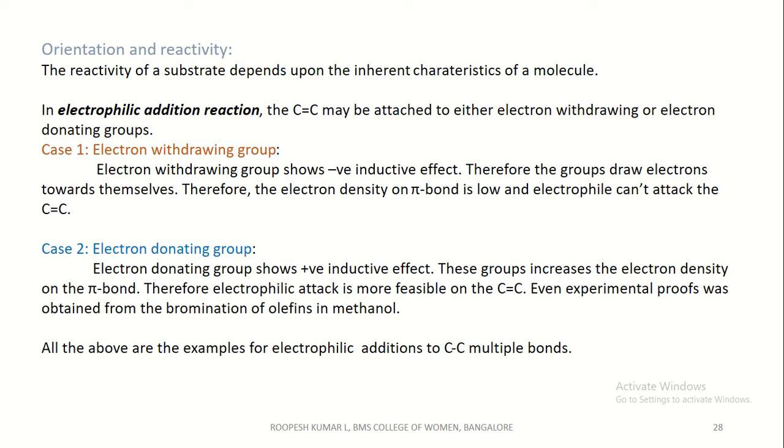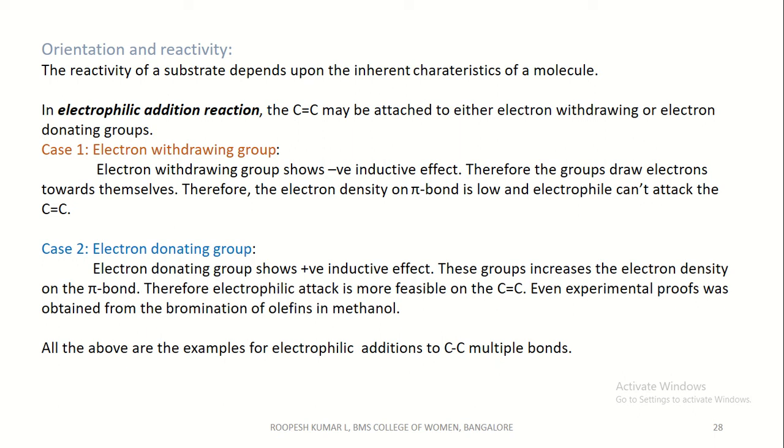Coming to case 1, that is electron withdrawing group. Electron withdrawing group shows negative inductive effect. Therefore, the groups draw electrons towards themselves. Therefore, the electron density on the pi bond is low and the electrophile can't attack the carbon-carbon double bond.